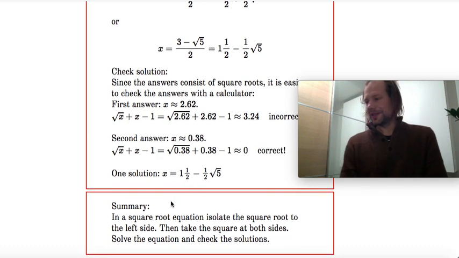So the summary. First, isolate the square root. Square the square root. Square everything, left and right. Solve the equation and check the solutions. There could be more than one.